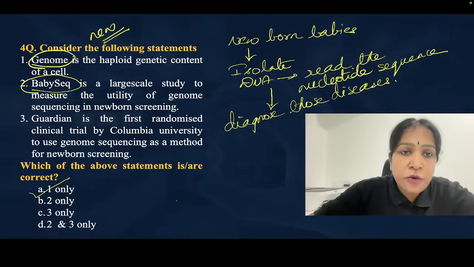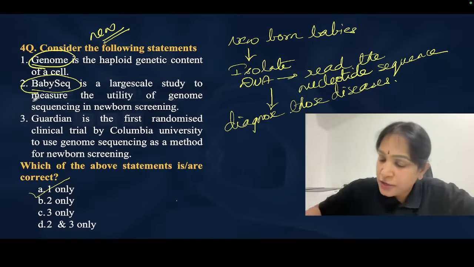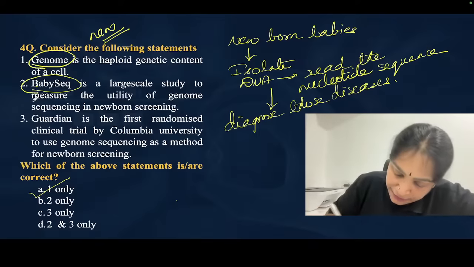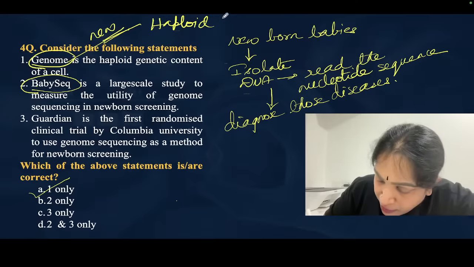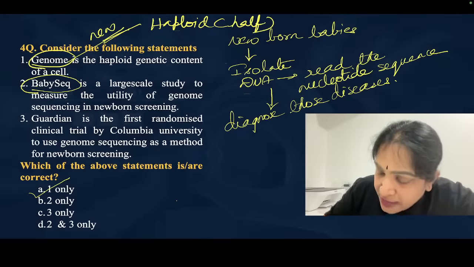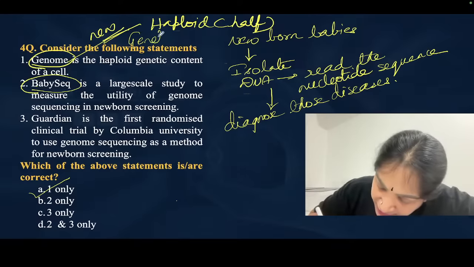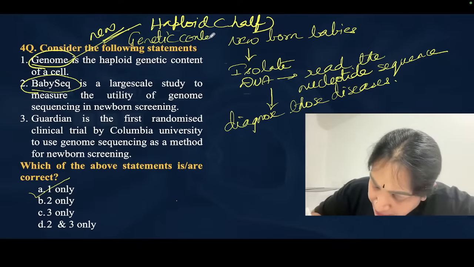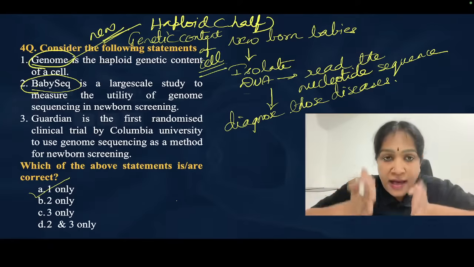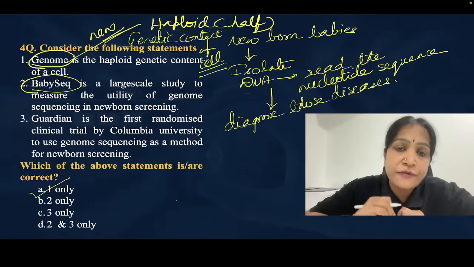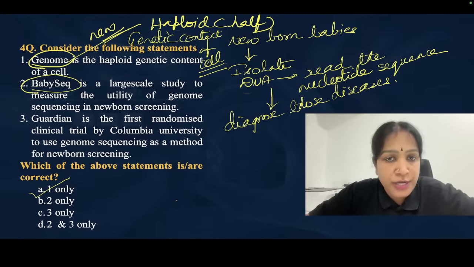Okay. So genome can be defined as the haploid genetic content of a cell. Haploid means half. That is half the total genetic content of a cell. In total you have 46 chromosomes. Half of it is called a genome.